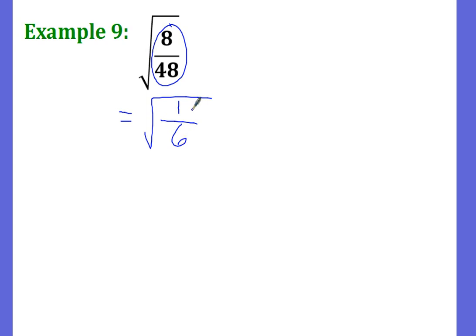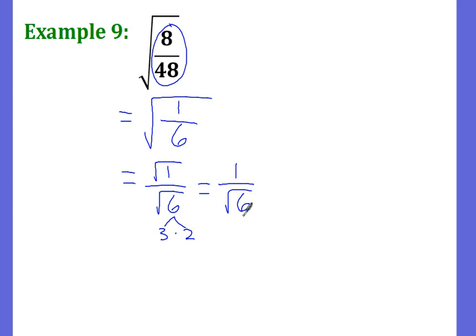All right, so now let's go ahead and pull this apart. So we can make that the square root of 1 over the square root of 6. Let's go ahead and simplify. The square root of 1, well, that's just 1, right? 1 times 1 gives you 1. Square root of 6, I can't break down any further, right? That would just be 3 times 2. We don't get anywhere. So this is 1 over the square root of 6.